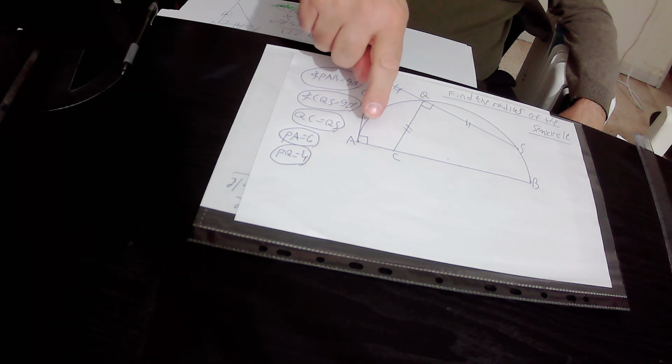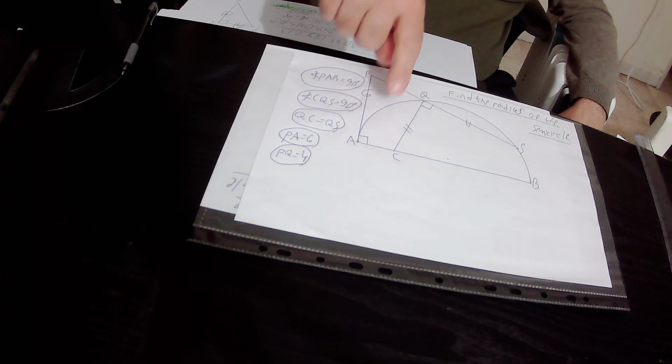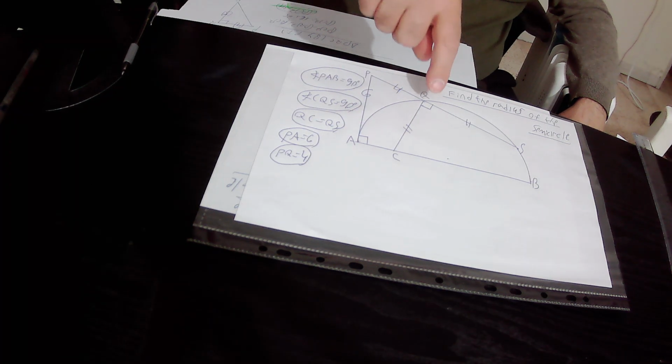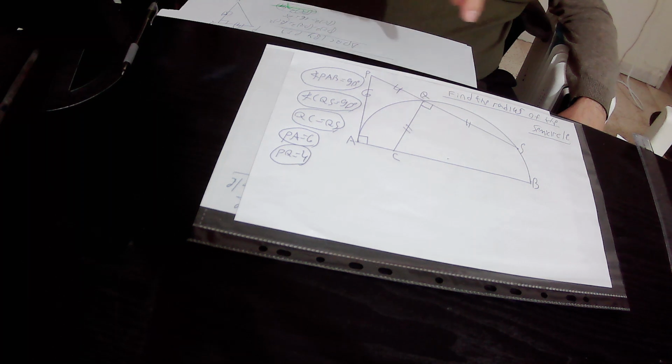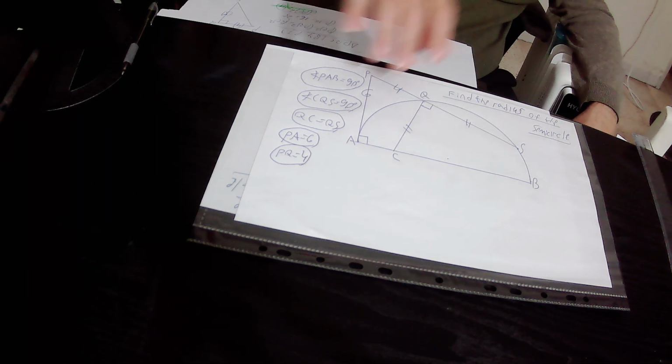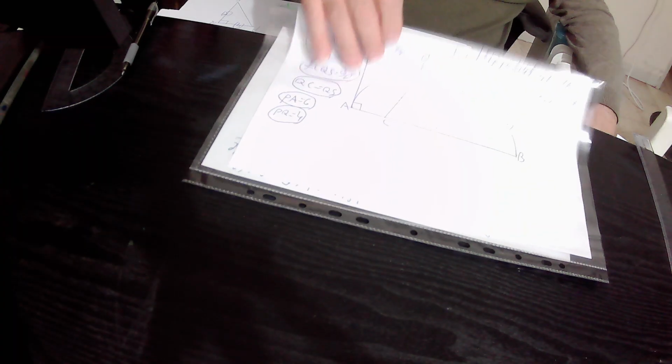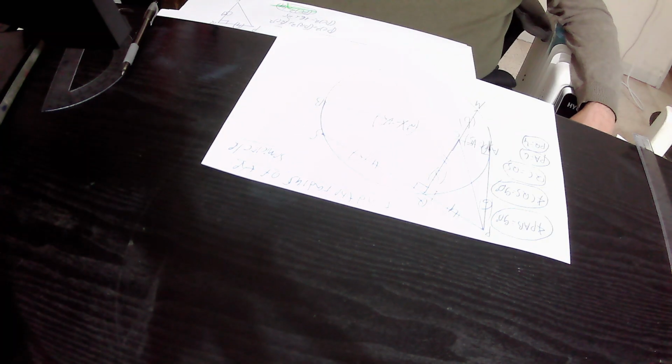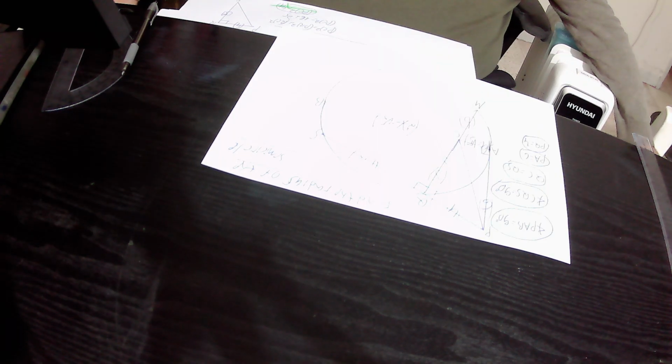This angle is angle PAB, which equals 90 degrees, and this is angle SQC, which is also equal to 90 degrees. Again, our mission is to find the radius of this semicircle. Okay, so first of all, I presented to you a new rule, and we implemented the new rule in our drawing.